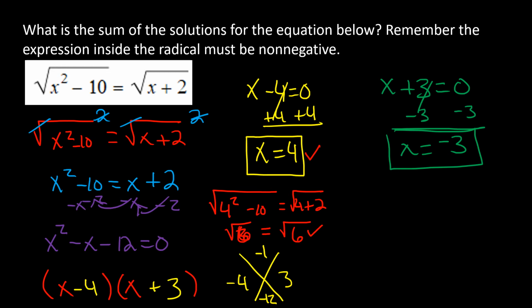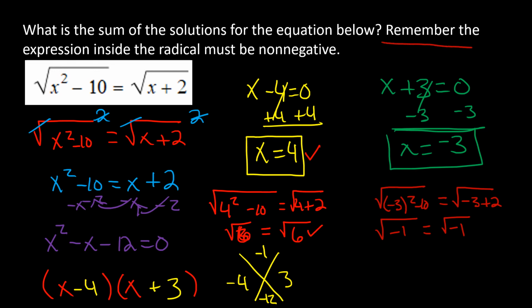If we check the other solution, if we say the square root of -3 squared minus 10 equals the square root of -3 plus 2. Well, -3 squared is 9. 9 minus 10 is -1 equals the square root of -3 plus 2 is -1. So this looks like you'd be correct, right? But you got to remember what it says here. Remember, the expression inside the radical must be non-negative.